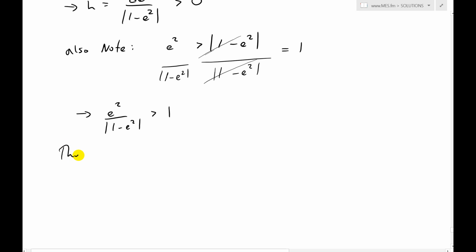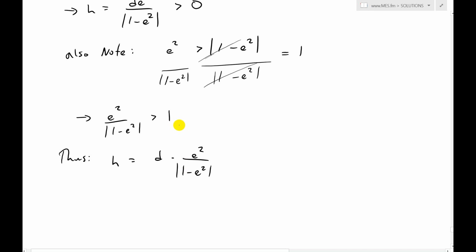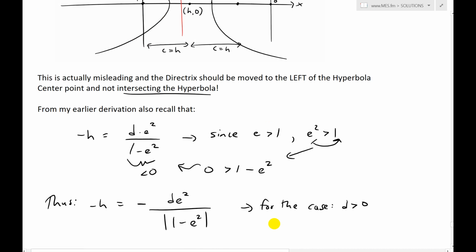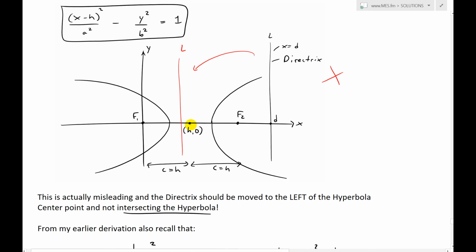So thus, we have h equals d times e squared over the absolute value of 1 minus e squared. That's this part right there. This whole thing is greater than 1, so it's going to be greater than 1 times d, greater than d. Yeah, so thus we have h is greater than d. So if we scroll up to how this looked, notice here h is greater than here, which is x equals d. So h is greater than d when d is defined as positive there.